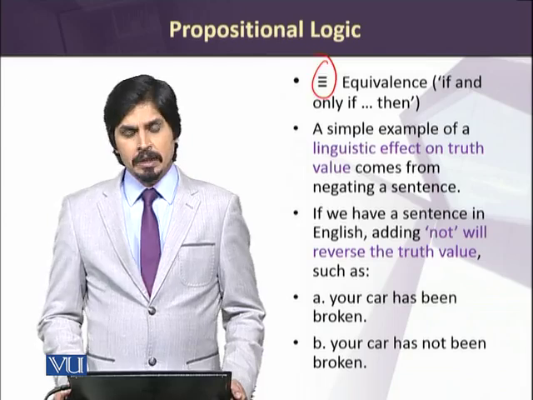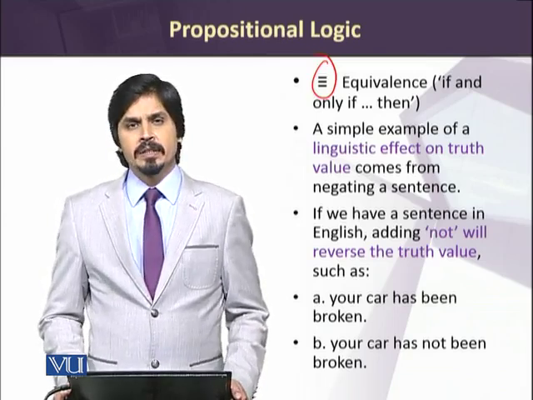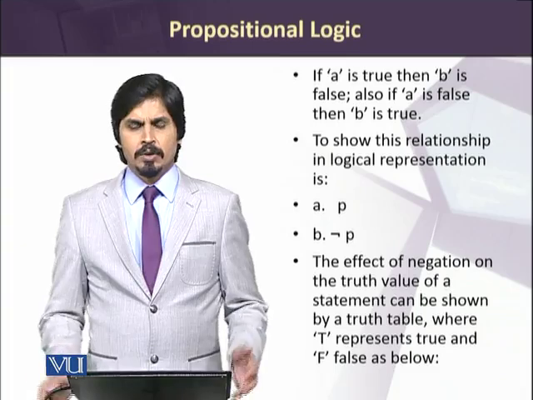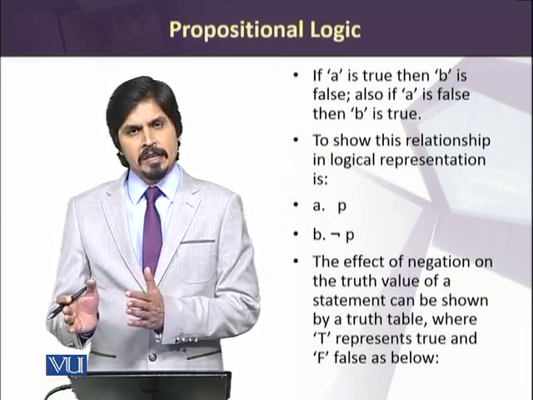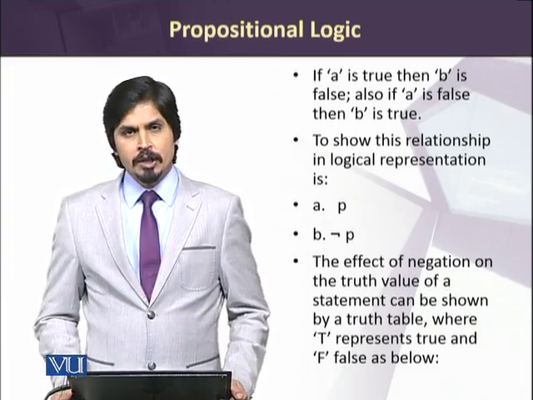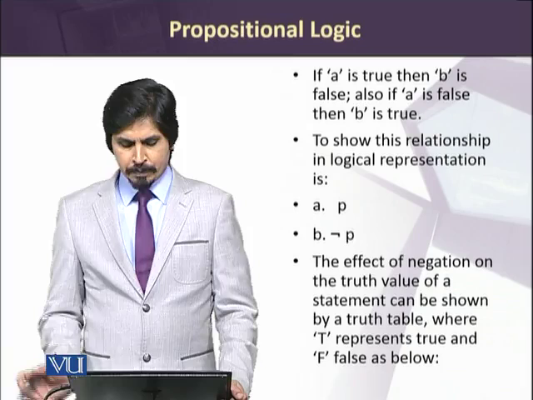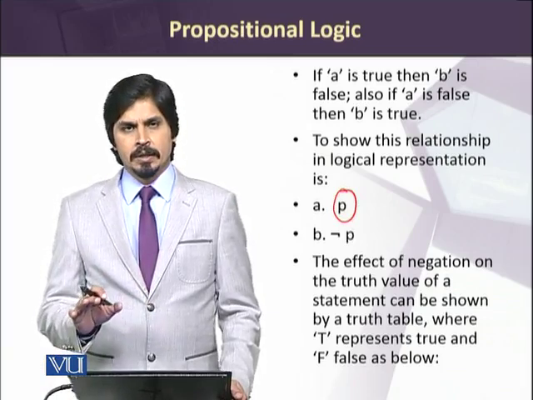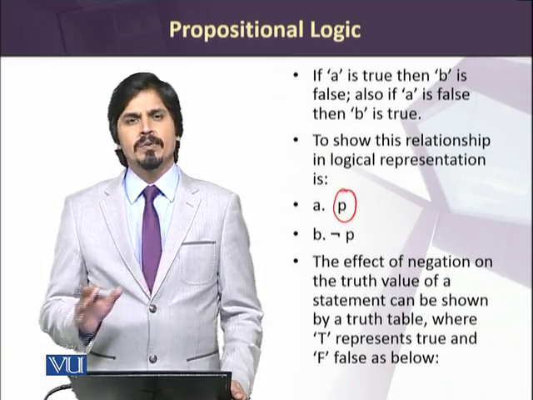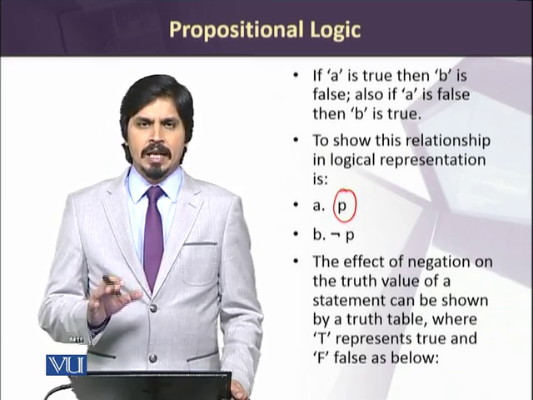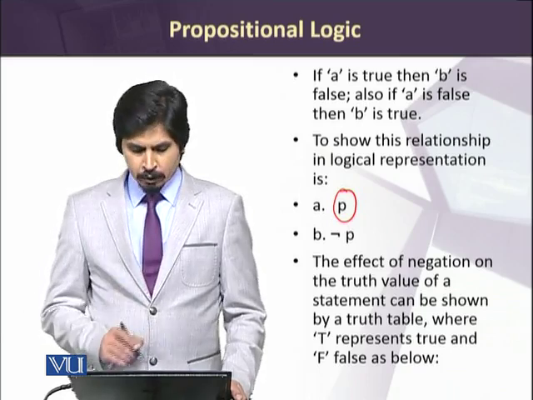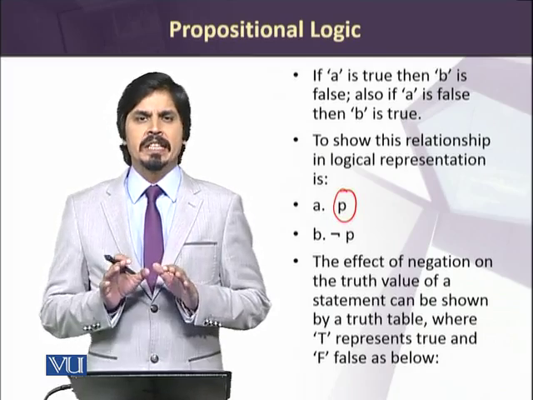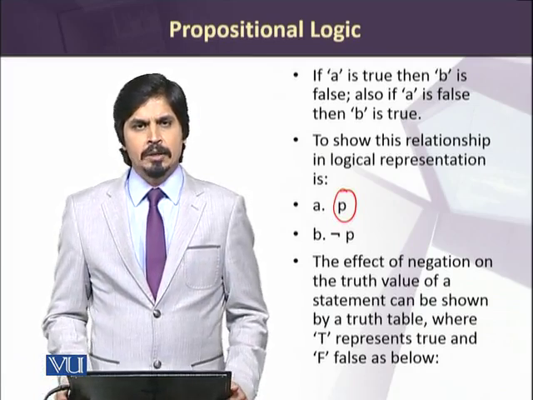Sentence A in front of you is that your car has been broken, and sentence B is that your car has not been broken. In this example, if A is true, then B is obviously not true. So they are in a relationship of negation. To show this relationship in a logical presentation, we can see that it is P, which is A, the car has been broken, and then the second one is not P, right? These are not two entirely different sentences, logically speaking. Rather, the second one is the negation of the first one. So we have used the symbol of negation here, and then P. The first sentence is P, and the second one is the negation of P. And this is how we present it in propositional logic.